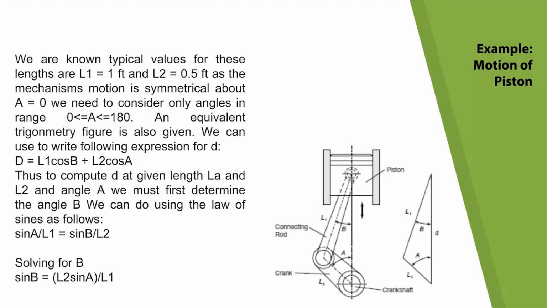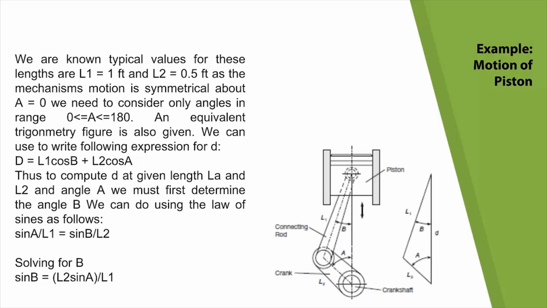So let's see what we know in this problem. We are aware of the typical values of these lengths, that is the length of the connecting rod and the length of the crank, which are 1 foot and 0.5 feet respectively. Also, as the motion is symmetrical about A equal to 0, we need to consider angles only within the range of 0 to 180 degrees. An equivalent trigonometric figure is also given. We can use the expression d is equal to L1 cos B plus L2 cos A.